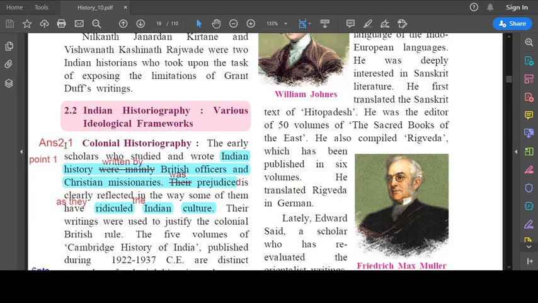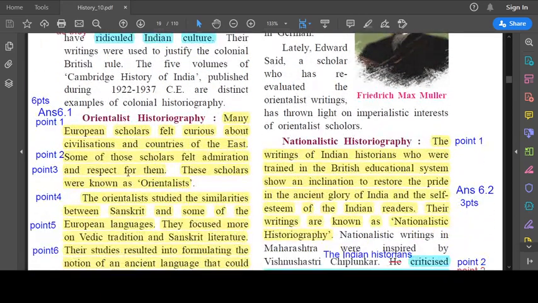The first point, point 1, answer 2.1. Indian history written by, cancel were mainly. Indian history written by British officers and Christian missionaries, cancel there. Was prejudiced, add a D to it, okay, was prejudiced. Then, as they ridiculed the Indian culture. I'll read point 1 again. Indian history written by British officers and Christian missionaries was prejudiced as they ridiculed the Indian culture. This is point 1.